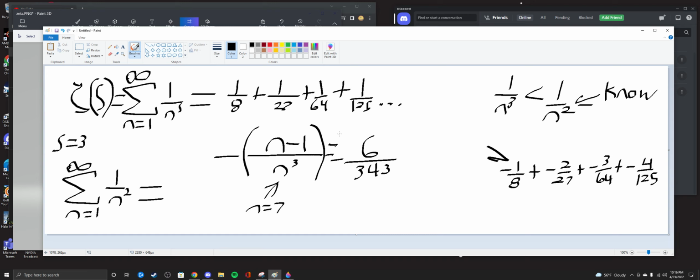And of course we could check that. So for 1 over n cubed, we would have 1 over 343, because 7 cubed is 343. And for 1 over n squared, well, 7 squared is 49. So we'd have 1 over 49. We want to get the common denominator of 343, so we multiply by 7, we get 7 over 343. So if we do 1 over 343 minus 7 over 343, that gets you negative 6 over 343, which is what we got here.